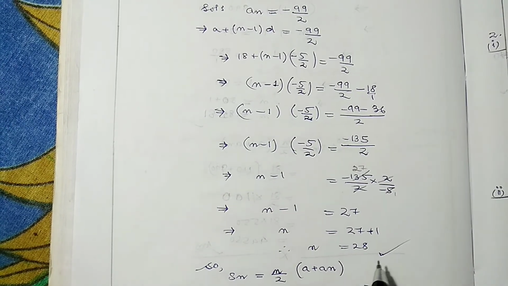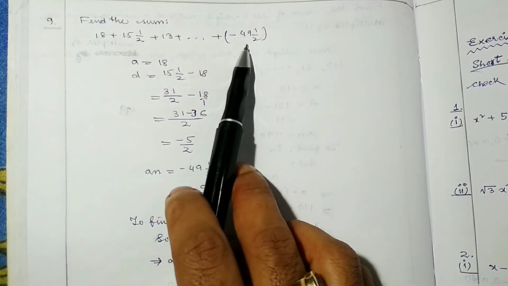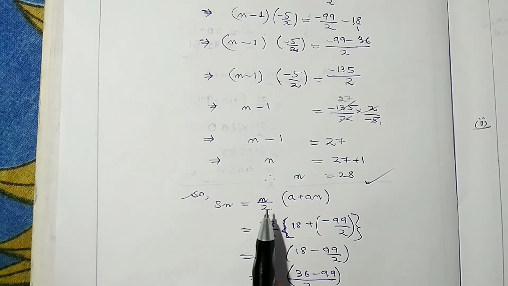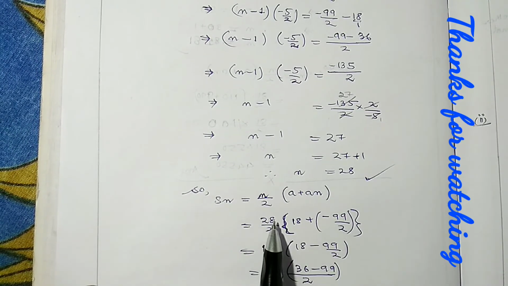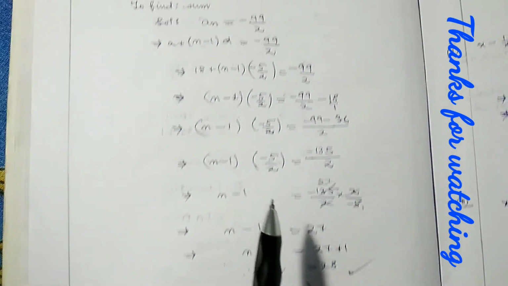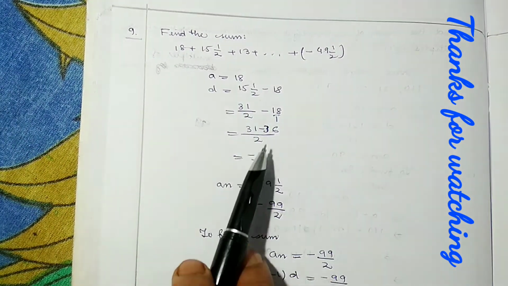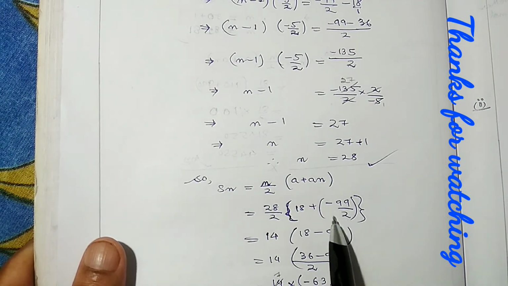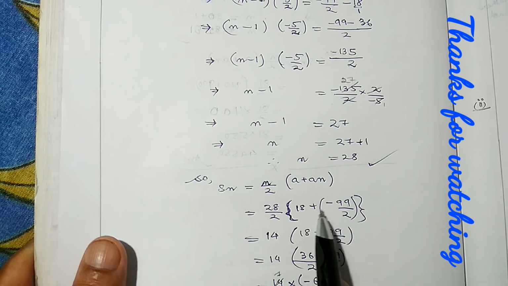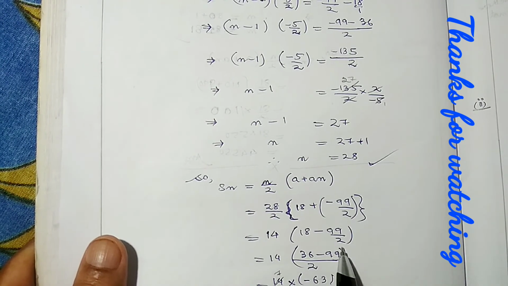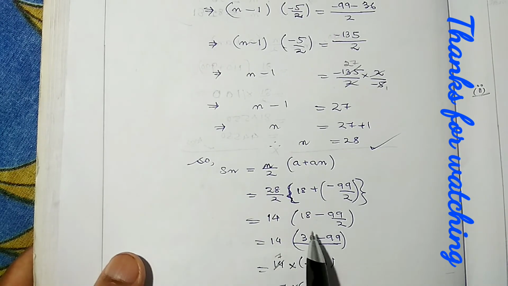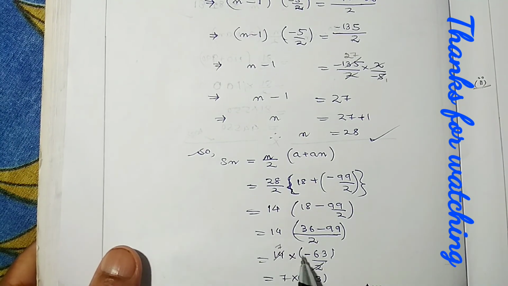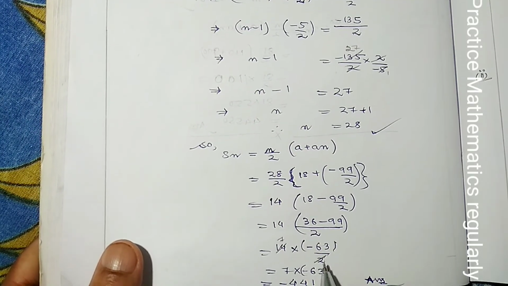We have calculated n, and since last term here is minus 49.5, this one is known, so we can use the shorter sum formula, that is n by 2 a plus l. N is how much? 28 by 2. Already we know a here is 18 and d is minus 5 by 2. So we are replacing a by 18 and last term by minus 99 by 2. Plus minus minus. So we have written 18 minus 99 by 2. So 14. Here LCM will be 2. 18 to the 36 minus 99. 14 into this minus this, minus 63 by 2.